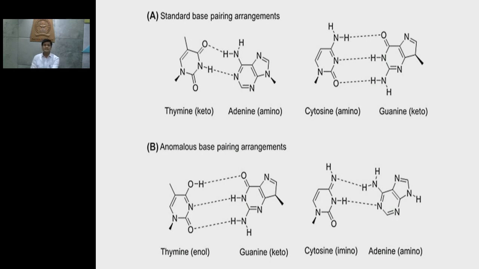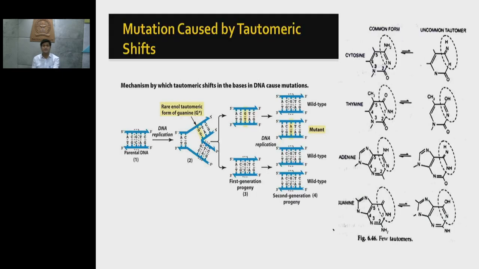You can see here thymine in its normal keto form and adenine in its amino form. There is a pairing of pyrimidine to purine and purine to pyrimidine. Cytosine is in amino form and guanine is in keto form. But in case of tautomerization, thymine in enol form is going to pair with guanine, which is an unusual base pairing, and cytosine in imino form pairs with adenine in amino form. So again there is unusual base pairing with adenine. These are the mutations caused by tautomerism.